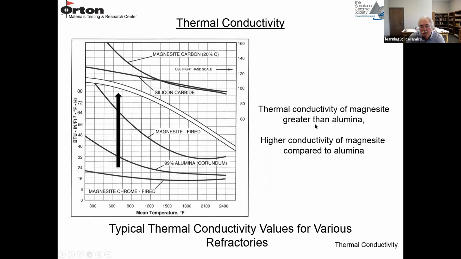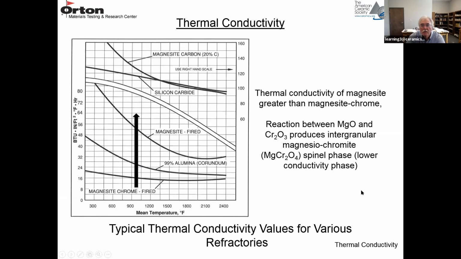If we compare magnesite and alumina, I showed on one of the other slides that MgO is a much higher thermal conductivity material than Al2O3. So I'm just showing here that MgO is a higher conductivity material. If we look at MgO magnesite versus magnesite chrome, again, we have that same reaction between MgO and Cr2O3 that produces a magnesiochromite, the spinel phase, MgCr2O4, the low conductivity phase. So the magnesite chrome brick is less than the fired magnesite brick in terms of the thermal conductivity. So as we decrease the chrome content, the conductivity goes up.